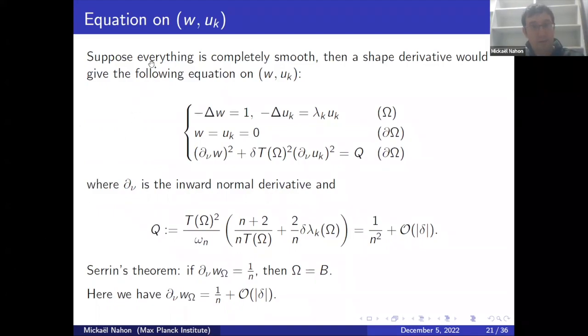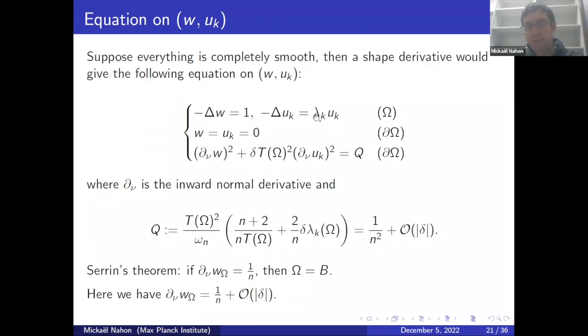So first, the idea is to say that if everything is smooth, so if the domain is completely C2, C3, something, then we can do a shape derivative. As I was doing earlier with the ball, you take a vector field and make the domain follow this vector field for a short time, and you see what happens. You differentiate your quantities, and you see that the torsion function W and UK will verify this equation.